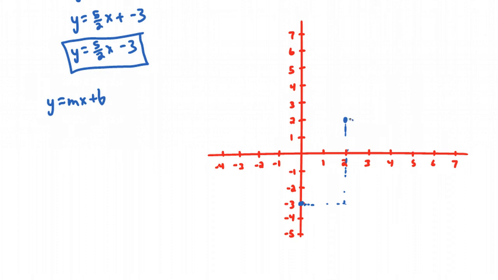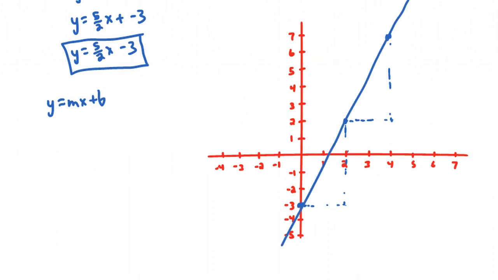If I go over 2 more, we'd be over at 4. And if I go up 5, it would take us all the way up to a height of 7. So actually our line is going to go through these 3 points, and then I've drawn the line. So again, the first step is always plot the y-intercept, -3, then do the slope. A 5/2 slope means that the run is going to be 2, the rise will be 5.